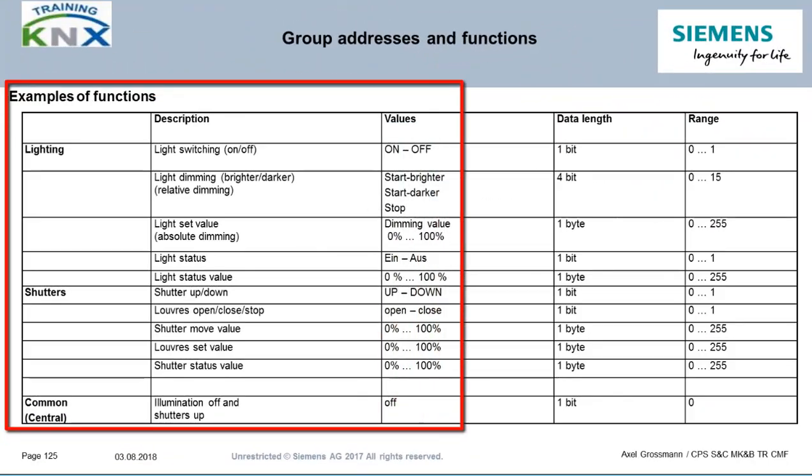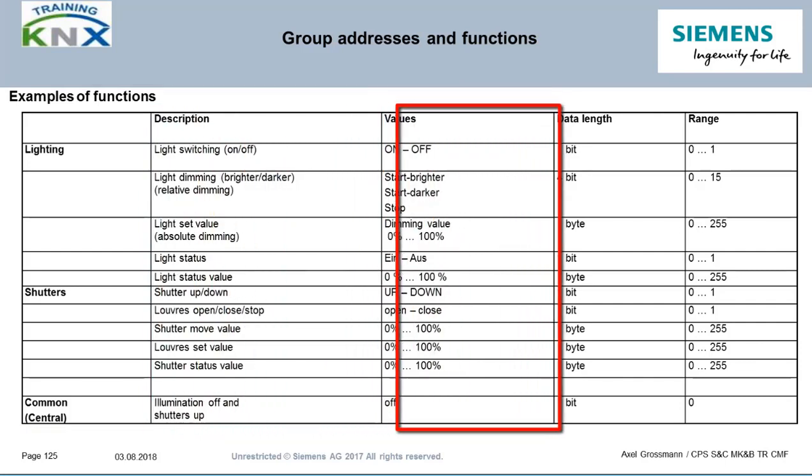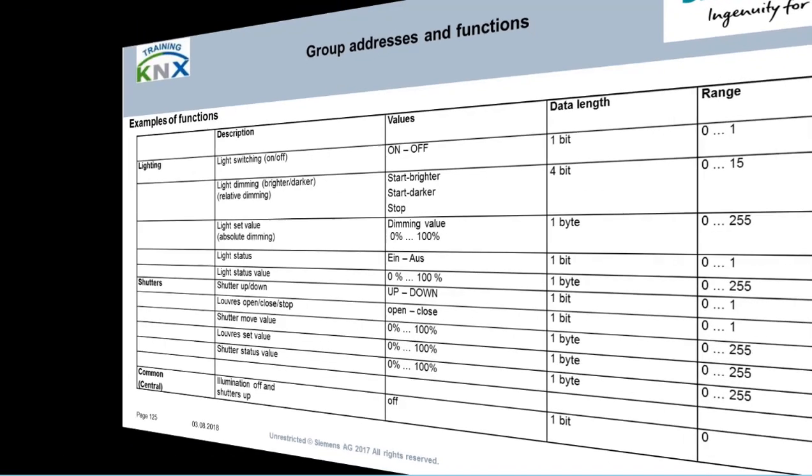Group addresses and functions. This table shows the most used functions, their control values and lengths, and the resulting value ranges. You can recognize that none of them is larger than 8-bit. These functions all refer to the controlling and reporting of binary information, like switching and Boolean operations, especially all lighting controls, like dimming and value, and solar protection controls. Central combined binary functions are also covered, like all lights off, all blinds up together.